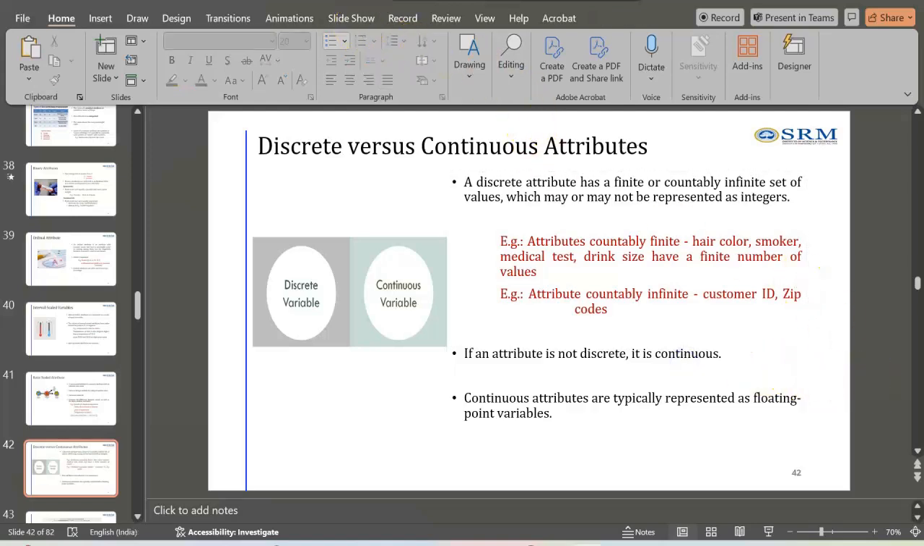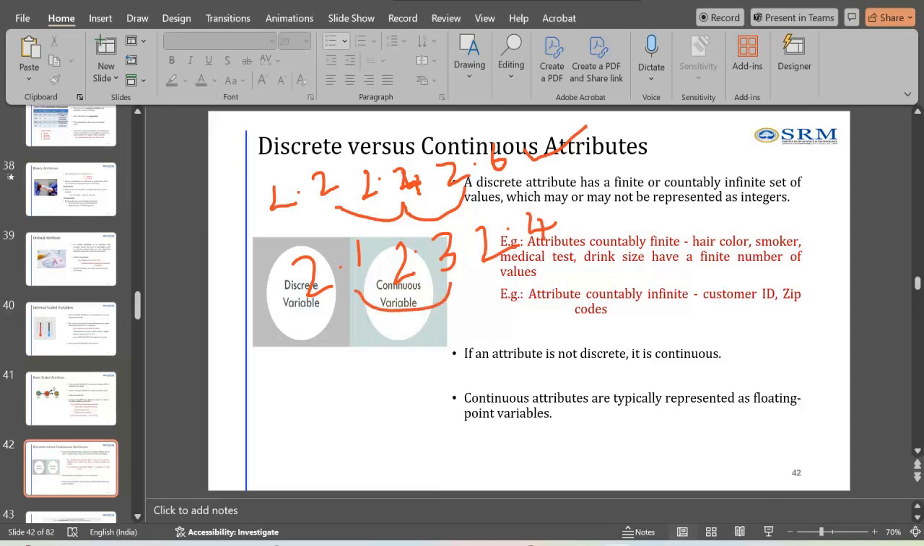But there is also another point here. If you have 2.2, then 2.4, then 2.6, and the interval scale between these variables is equal, then you can call this discrete, though it is in floating point. But if the values are like 2.1, 2.3, 2.4, the interval between them is not equal. In that case, you call this continuous. Whereas if the intervals are equal, you can call this discrete, though it is in floating point.